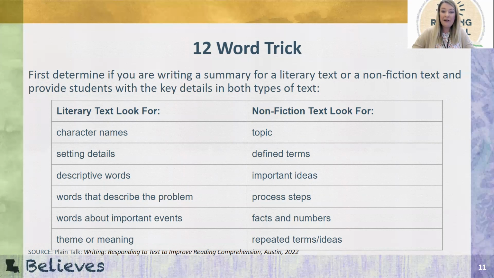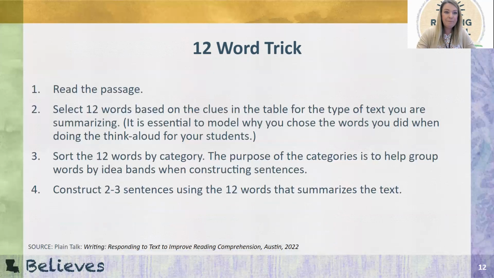If we're looking at a nonfiction text, we're looking for the topic, defined terms, important ideas, process steps, if there's a step or process that's being followed, any facts or numbers that relate to the topic, and repeated terms and ideas often help us determine what the topic is. So let's look at that.